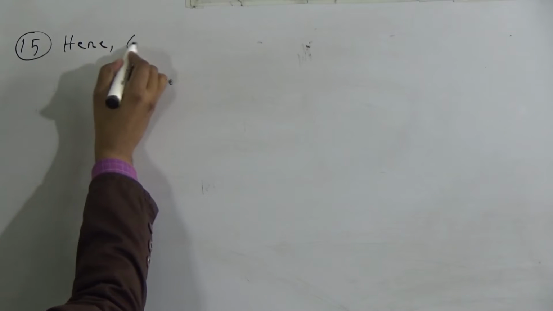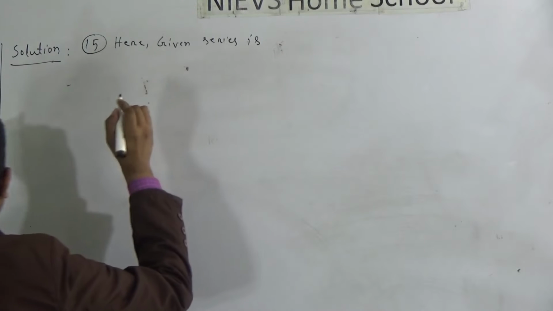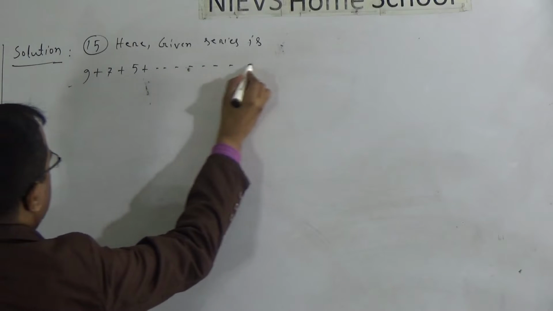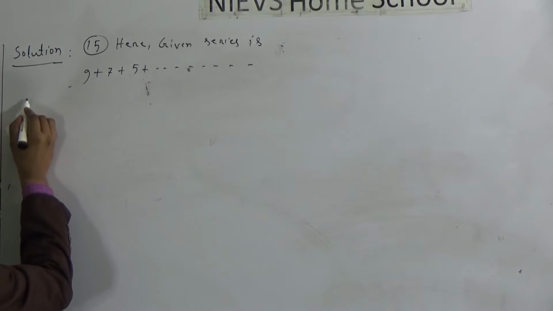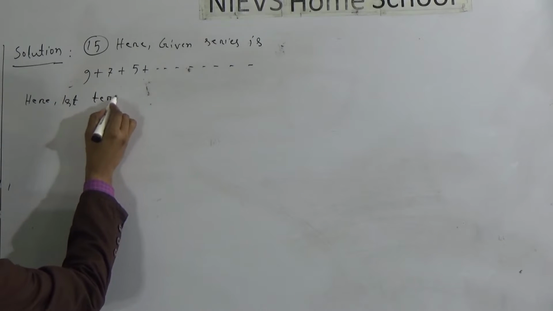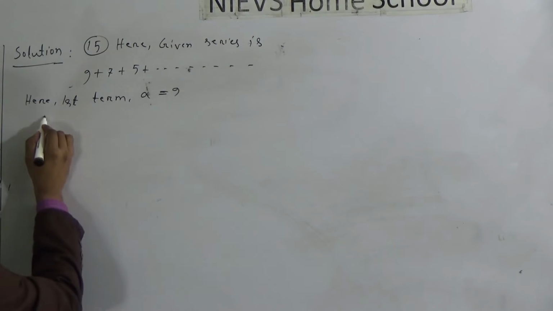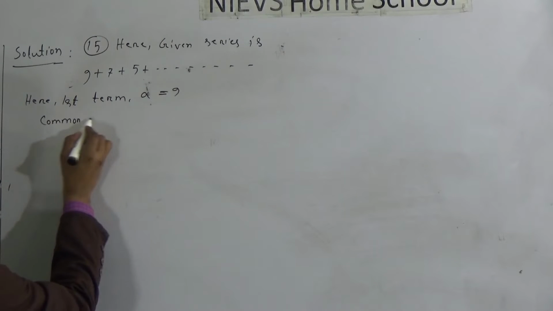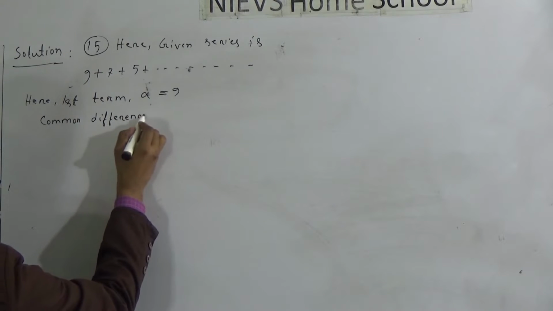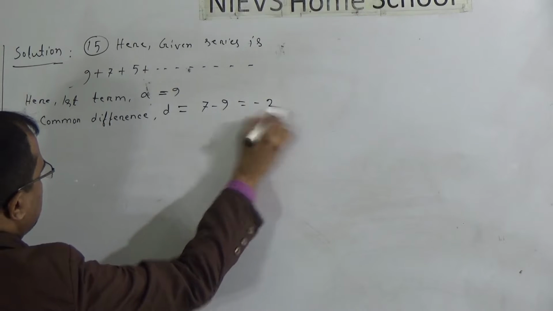given series is 9 plus 7 plus 5 plus dot dot dot. Here first term a equal to 9, common difference d equal to 7 minus 9 equal to minus 2.